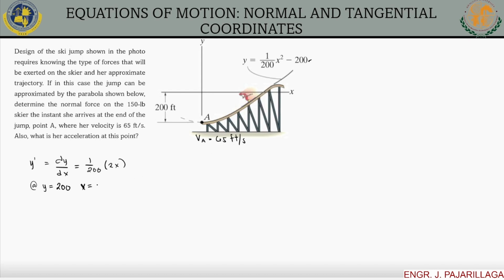Okay, the value of x is 0 when the value of y is negative 200. Alright? So actually, this is already 0. We don't have to actually solve this. Therefore, y prime is now equivalent to 0. If the value of x is 0, therefore the slope of the curve is 0. So we can assume that at this point, our tangential is andito. Okay? So, i-drawing natin yung free body diagram.